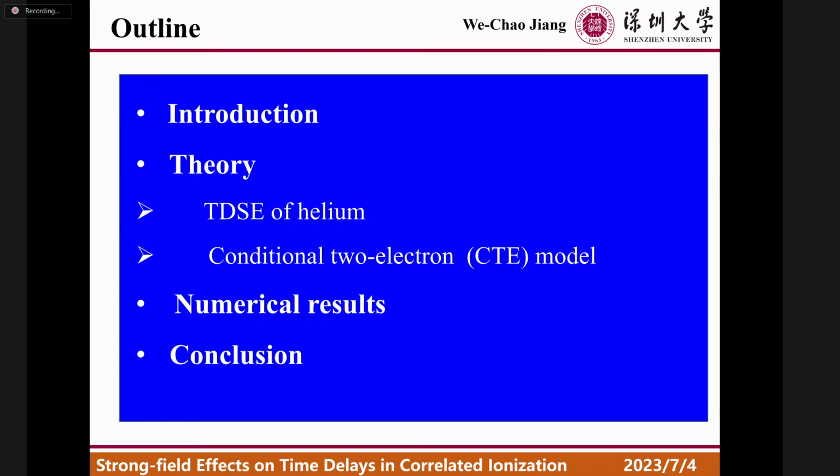Okay. Our first theory is based on the time-dependent Schrödinger equation. The next theory is our model. We call it the conditional two-electron model to account for the strong field effect on the time delays. After introducing our theory, I will present our numerical results. But during this, I will also present our recent study on the multiple photon double ionization. And then I will give a detailed introduction for the strong field effect on the time delays. At last, I will conclude my talk.